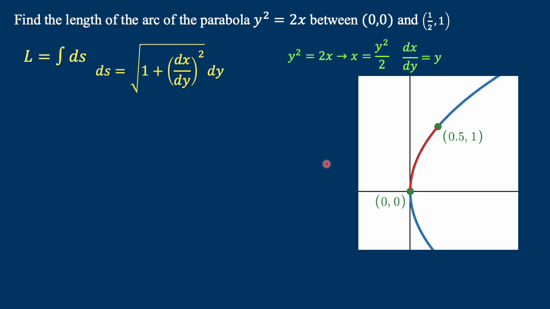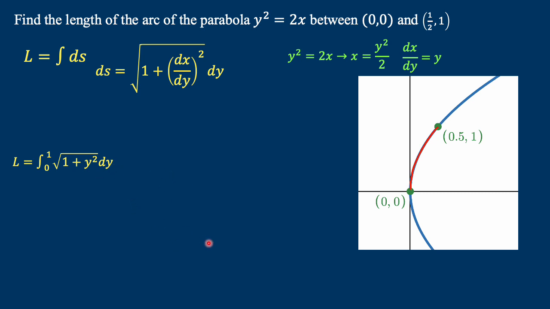Okay? Now, plug the dx dy into the formula. So L is going to be, be very careful, guys. Here we're going to use the arc length formula with respect to dy, so we need to write the interval of y. Interval of y is 0 and 1. Square root of 1 plus, the x prime is y, y squared, dy. Guys, make sense?